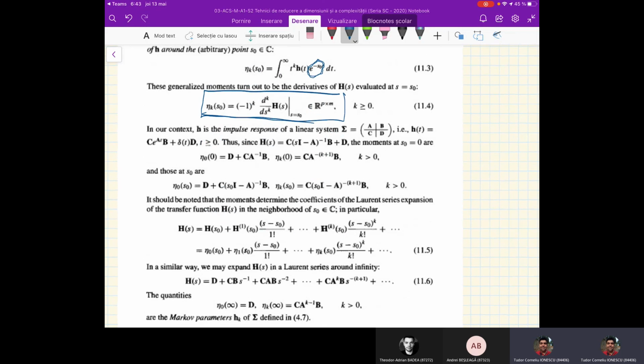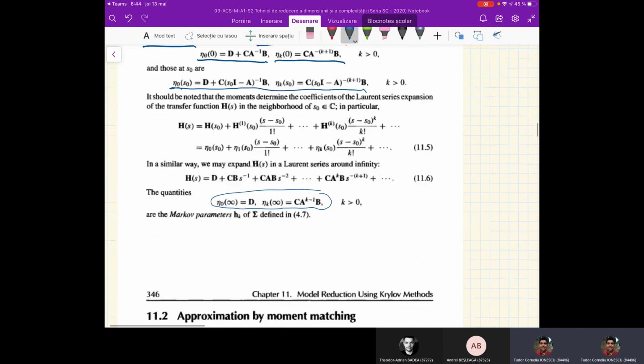Now, in the context of the transfer function, because this is much easier to grasp than the time domain notion, consider h the impulse response of a linear system. Then the impulse response has this form, and this is the transfer function as we know. At 0 you get these moments, but in general, for any point s0, you get the moments at s0. And you can also get the moments at infinity, which are the Markov parameters of the system.